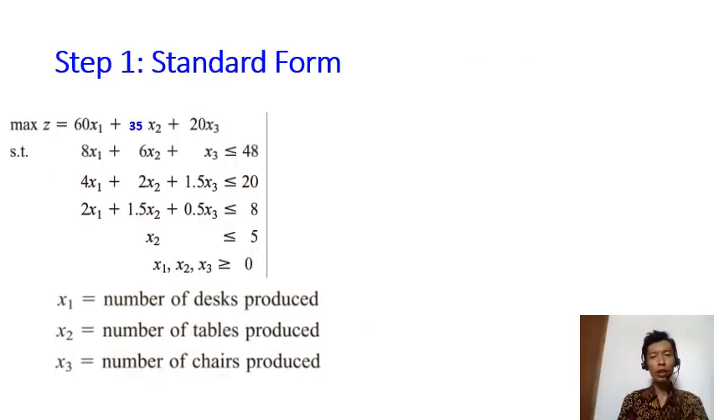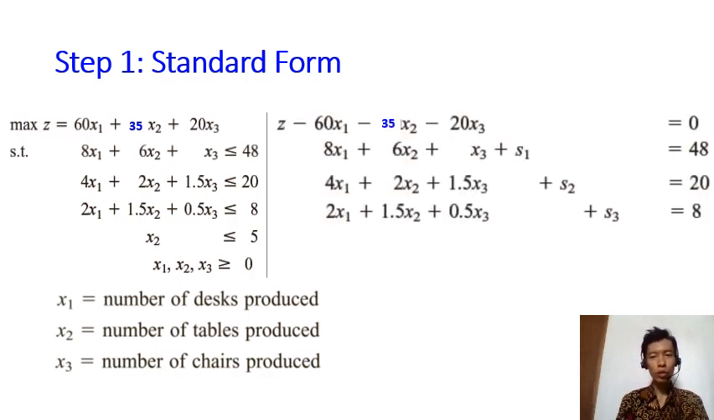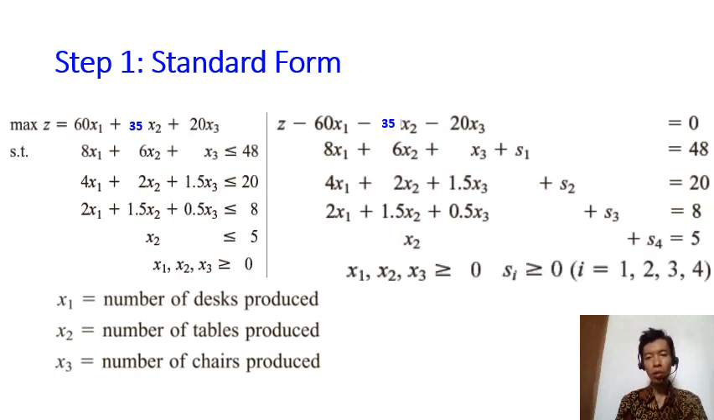So that is the formulation for the modified example of the Dakota problem. The price of the table has been modified to become 35. Then we convert this into standard form. Because all constraints are in the form of less than or equal to, we add slack variables, S1 for the first constraint, S2, S3, S4 for the following constraints. Do not forget that all Si must be greater than or equal to 0. So this is our standard form.